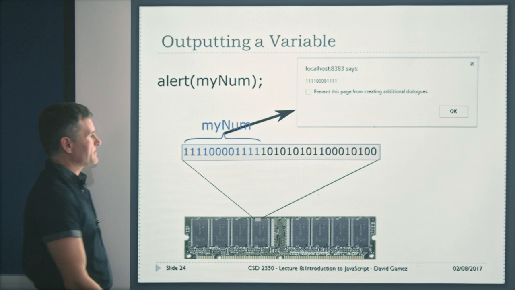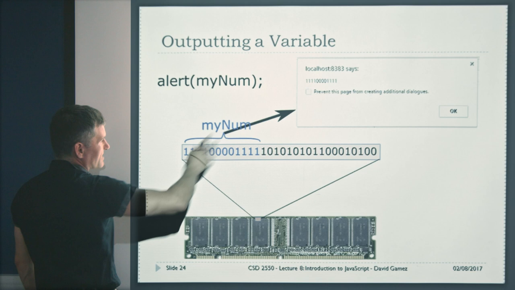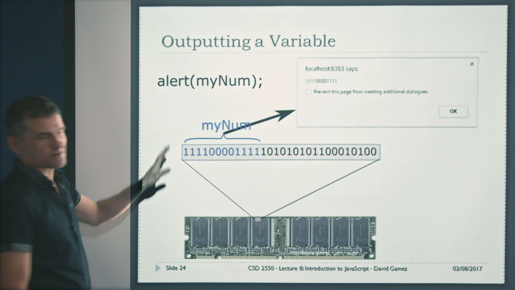When I output a variable, the same happens in reverse. I'm saying alert my num. The computer knows that my num is the variable that's got control over these memory storage cells. So we do alert my num. It takes those ones and noughts, and it can output it to the user. This is all approximate, but it's giving you the right idea, I think.